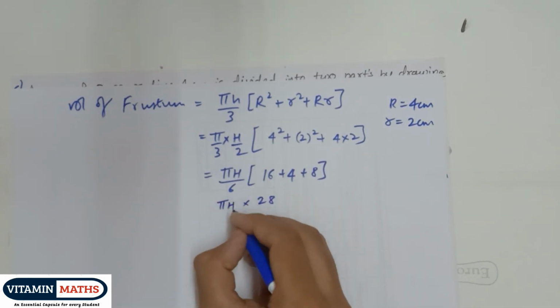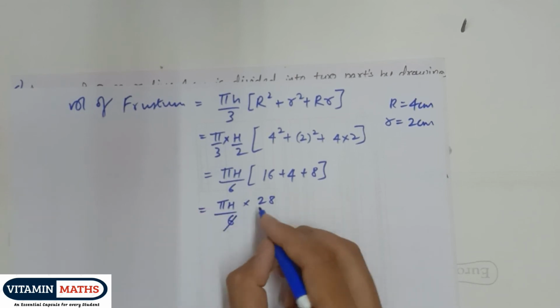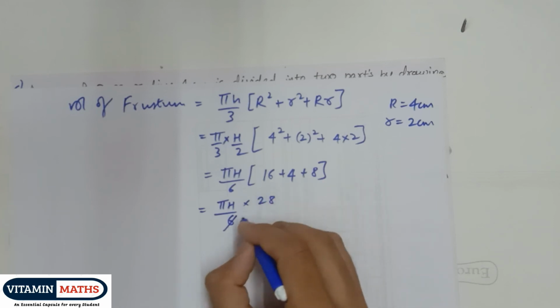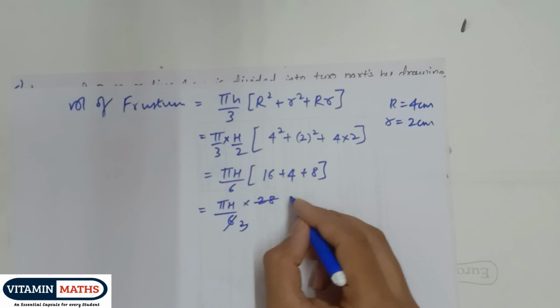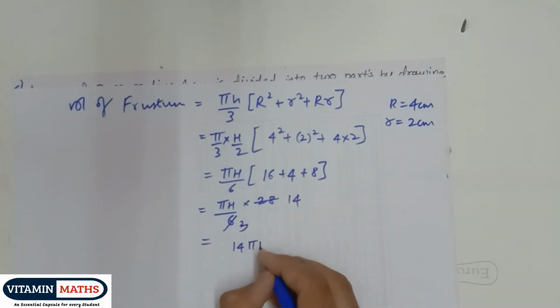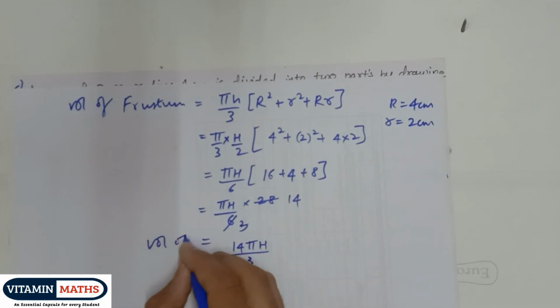So pi h by 6 into 28. 2 threes are 6, 2 fourteens are 28, so this is 14 pi h by 3. So this is the volume of the frustum.